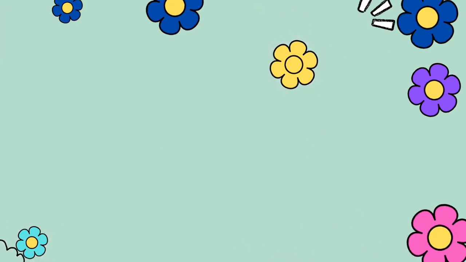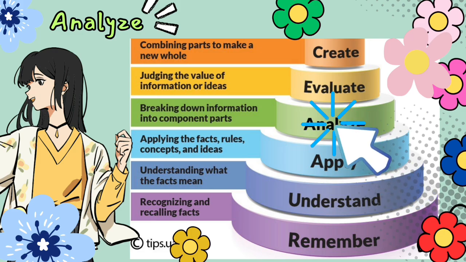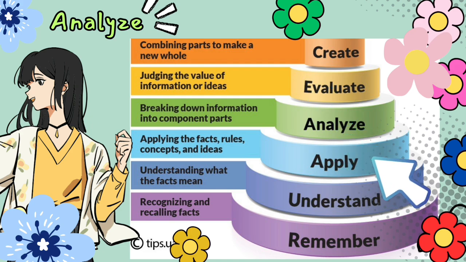The next level that we have on Bloom's taxonomy is analyzing. In this level, learners break information into parts to understand relationships, patterns, and underlying structures. It includes comparing, contrasting, and questioning ideas. For instance, a student might analyze themes in a novel.